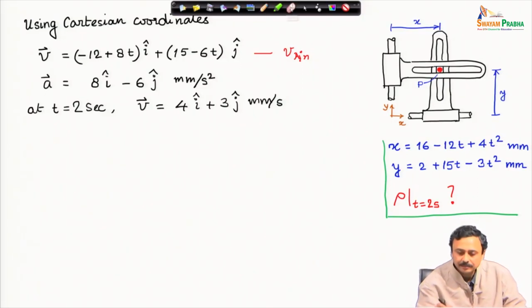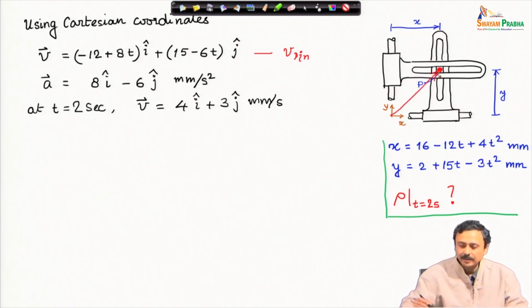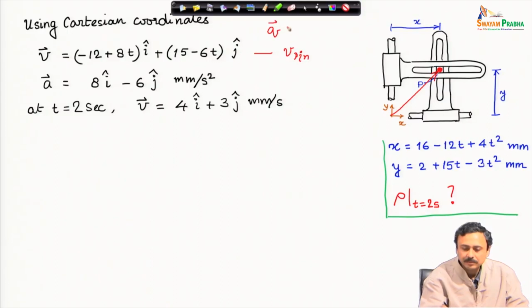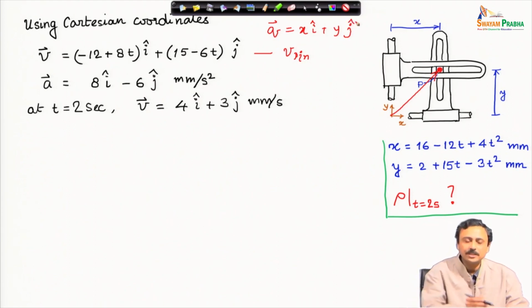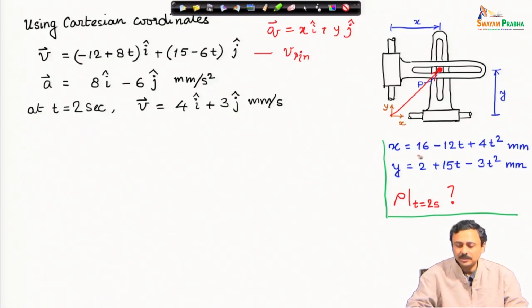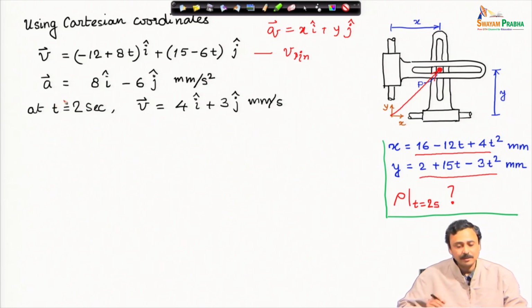So, velocity of the pin is given by its coordinates. So, I take x i cap plus y j cap. So, the position vector of the pin is x i cap plus y j cap, and I just differentiate this position vector to get the velocity vector, which you can easily find from here by differentiating x and y, they are given explicitly as functions of time. So, I can differentiate to find out velocity vector and acceleration vector. This is of the pin, velocity vector of the pin and acceleration vector of the pin.